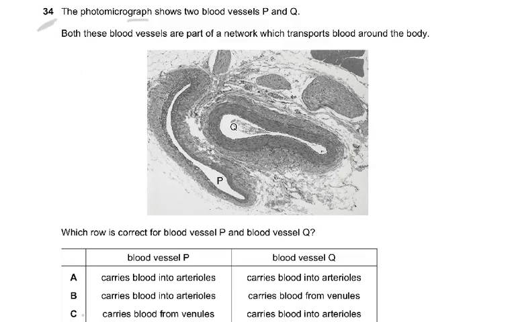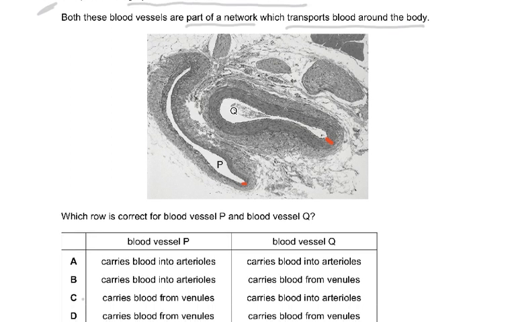Question number 34. The photomicrograph shows two blood vessels P and Q. Both these blood vessels are part of a network which transports blood around the body. Now, what is blood vessel P and what is blood vessel Q? If you look at it, Q has a very thick wall. Let me color it and show it to you. It's a very thick wall. So this is the muscle layer. And this has a very thin muscle layer. So Q has to be an artery.